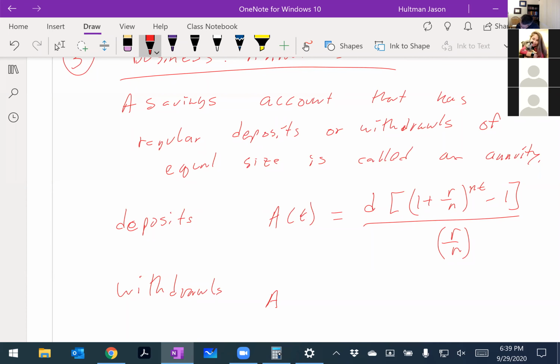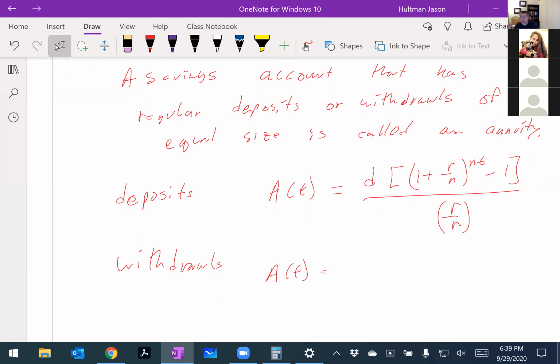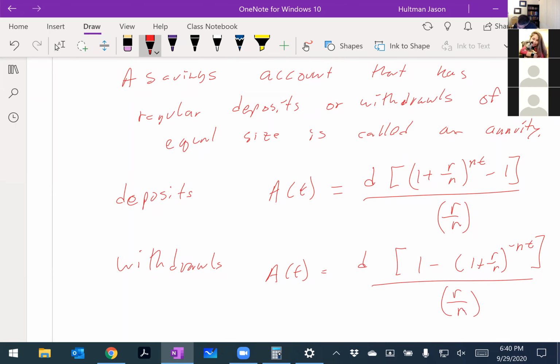It's A of T, the amount after a certain amount of time. A of T is equal to the monthly withdrawals, and then these are kind of reversed. It's 1 minus (1 plus R over N) to the negative NT, all over R over N. So deposits, if you're building money, this is growth. If you're taking withdrawals out, that's decay.